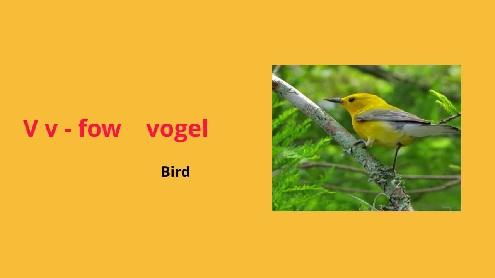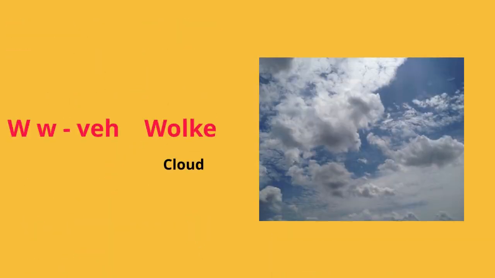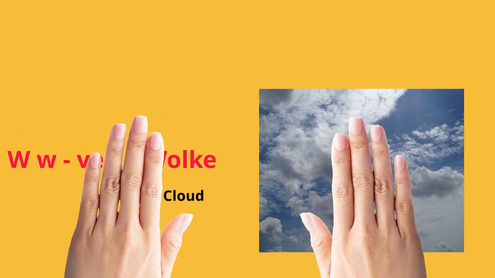V, Vogel. In German, the pronunciation of V is like F in English. W, Wolke. The pronunciation of W is like V in English.